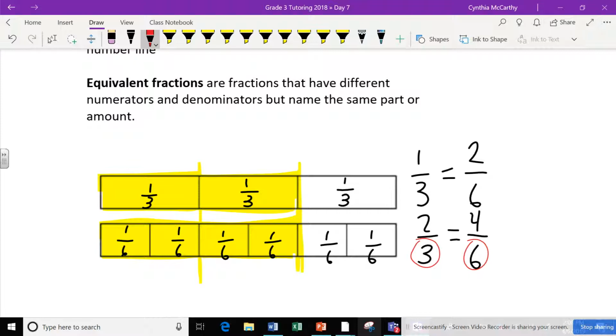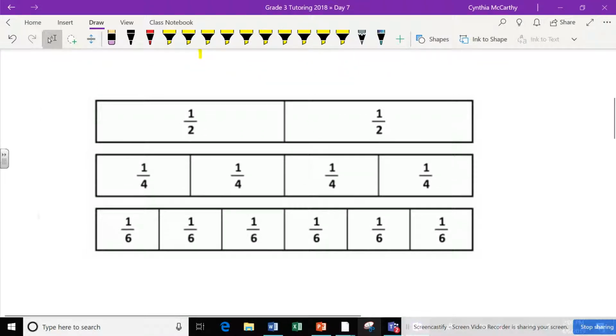Sometimes students get confused by this because they see that the denominator is different, so they think to themselves, hey, this must not be equal. But that's not always the case. Drawing fraction bars, dividing them into their equal parts, will help you to see if your fractions are equivalent or not. Let's take a look at another example.